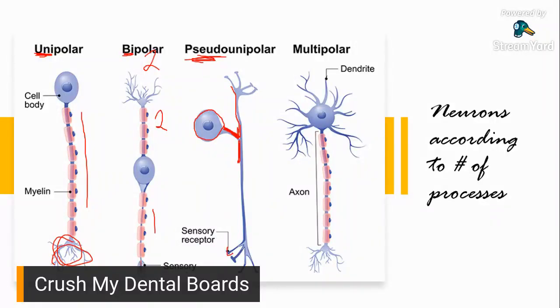So here are your sensory receptors right here. Any stimulus coming from the outside would be received by your sensory receptor. Okay, and this branch right here, or this process right here, would bring the information towards the cell body. And then from the cell body, information is going to be transferred to this peripheral process. Okay, so that's your pseudo-unipolar.